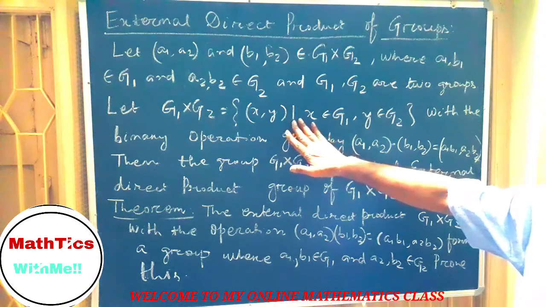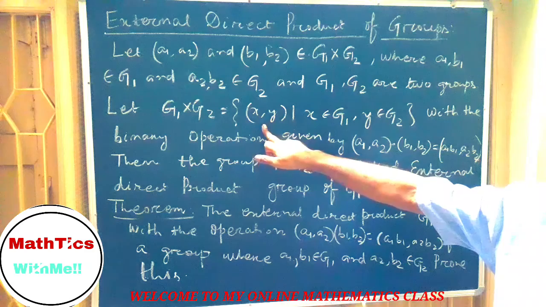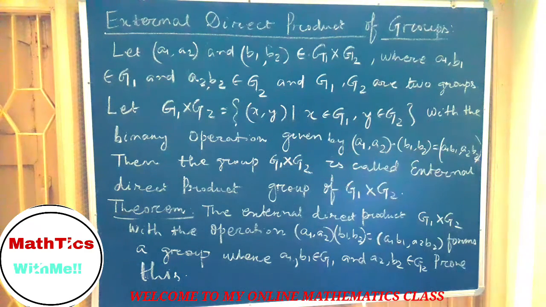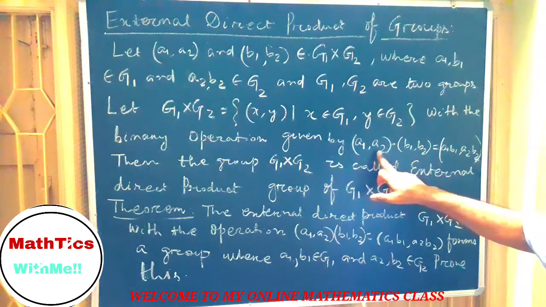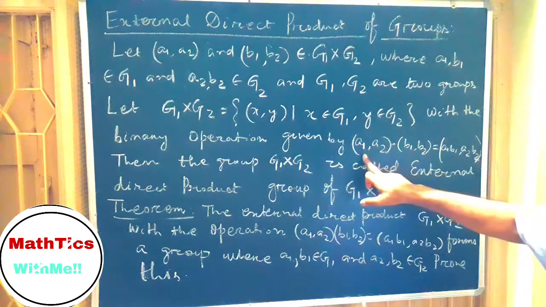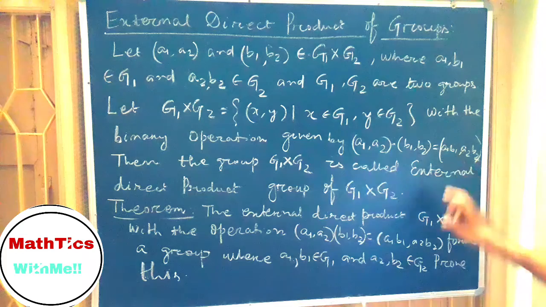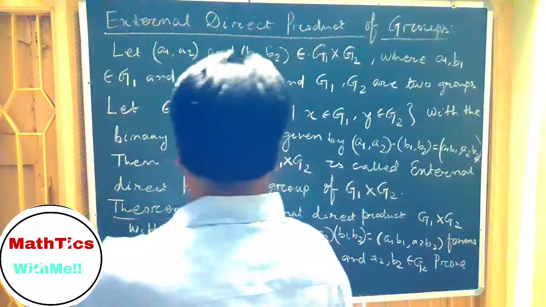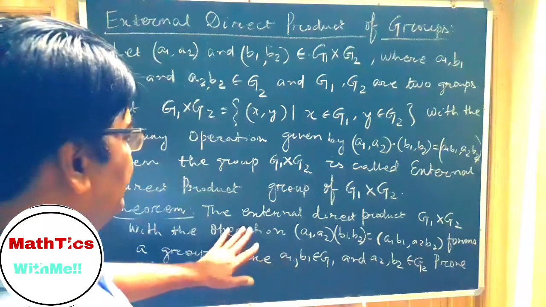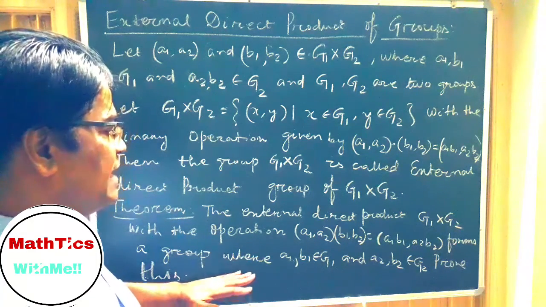This is actually a group. Each element, if you consider, will be an ordered pair, the first element from G1, the second from G2, with the binary operation (a1, a2)(b1, b2). If you multiply, the first components a1, b1 will be multiplied, then the second components a2, b2 will be multiplied. So with this binary product, G1 cross G2, which is known as the external direct product, is a group. We have to establish this.